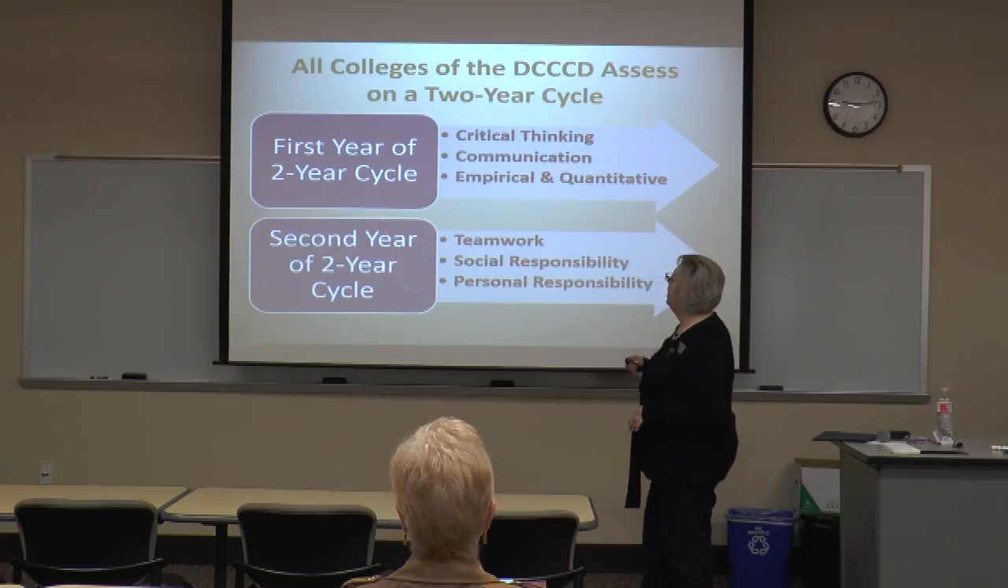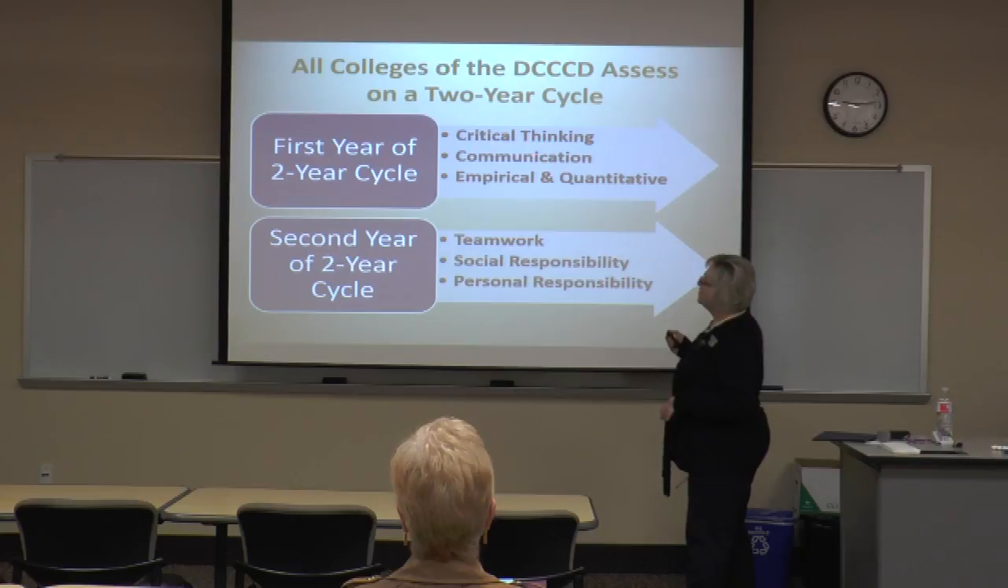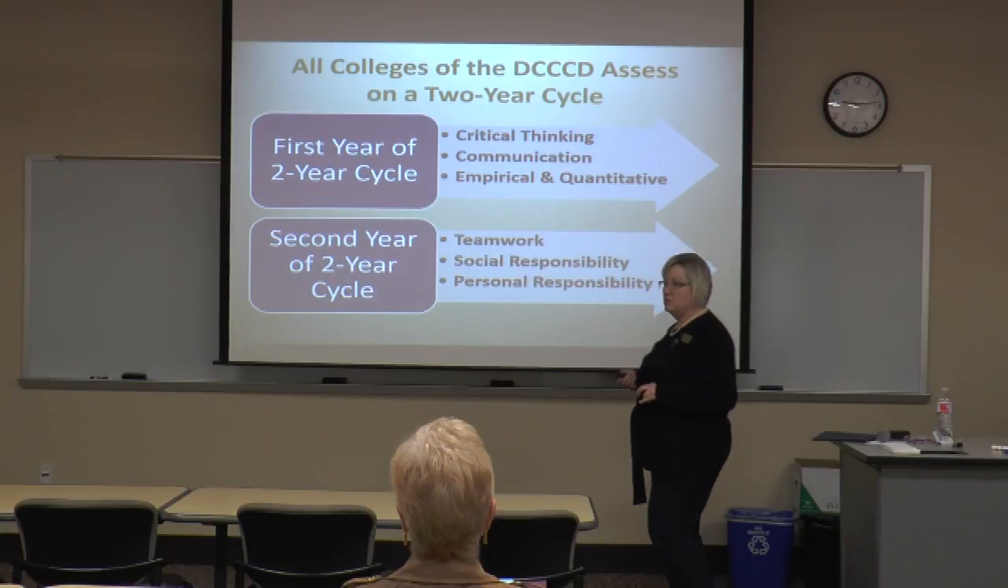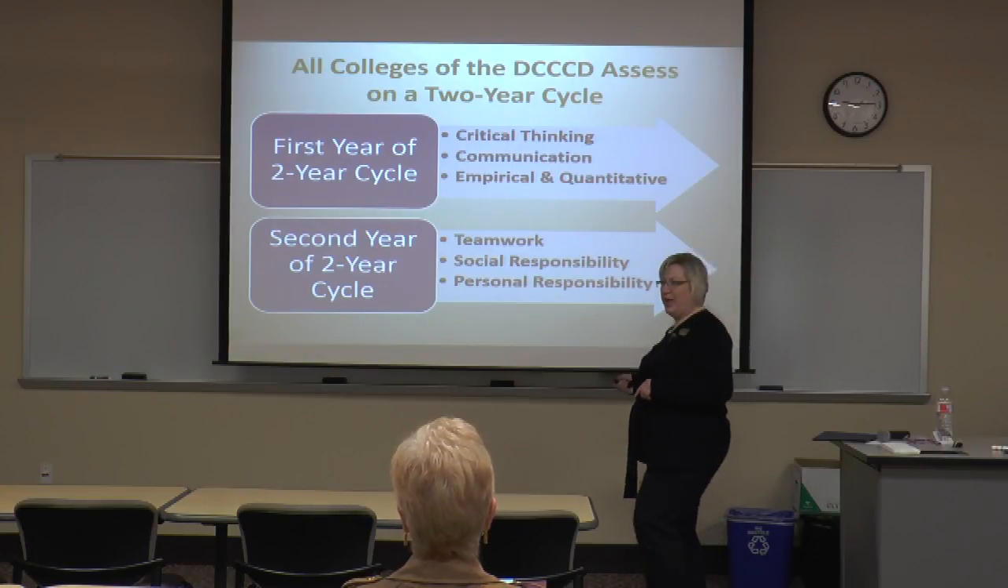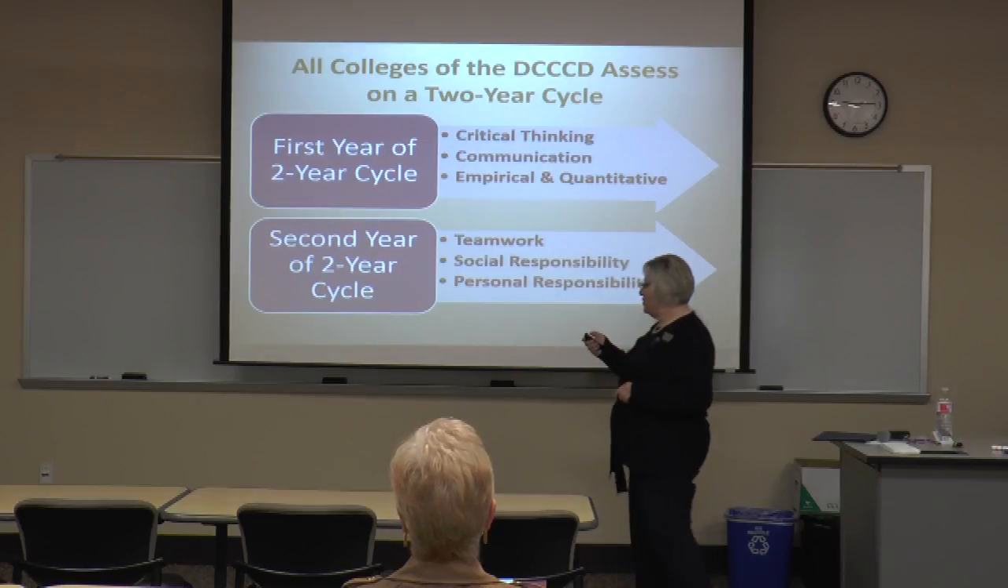So the first year of the 2-year cycle, we assess critical thinking, communication, and empirical and quantitative skill. We're thinking about moving this one to the alternate year for complicated reasons. But the second year is teamwork, social responsibility, and personal responsibility. If you're faculty, you recognize that this is where we were this year. In fact, we're on our second cycle of the second year. So we're 4 years in to the plan right now. So we just rotate.